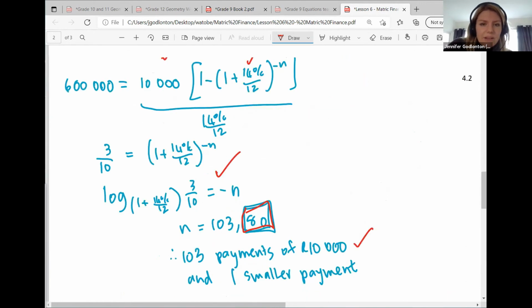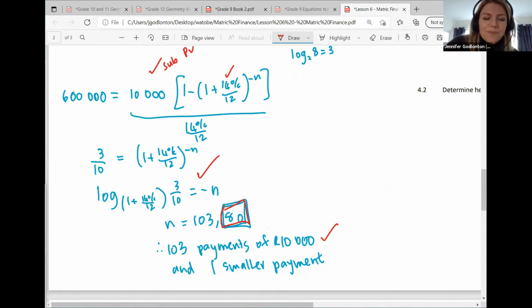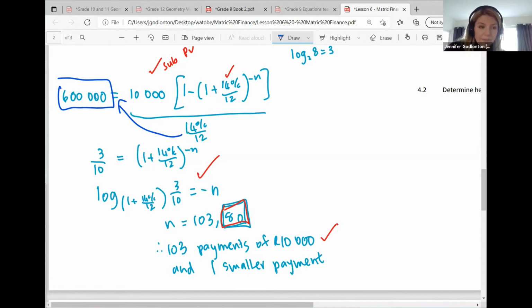Okay, so let's just have a look at how this 3 over 10 came about. Grab your calculator for me. I'll do it with you on the side as well. We're going to take our 600,000 and we are going to start by multiplying that by the 14% over 12. Okay, and that should give you 7,000. Then we want to move this over, so we're going to divide that by 10,000. And that gives us 7 over 10. So you should all have 7 over 10 on your calculator. Great.